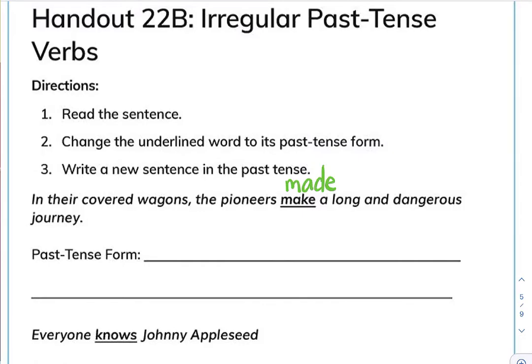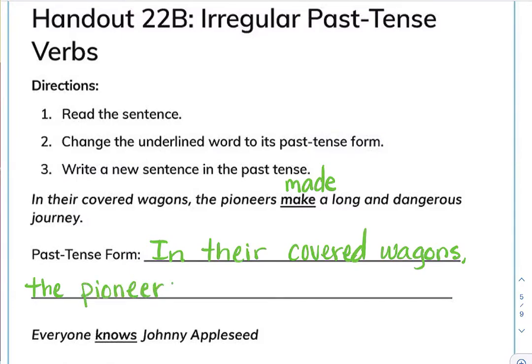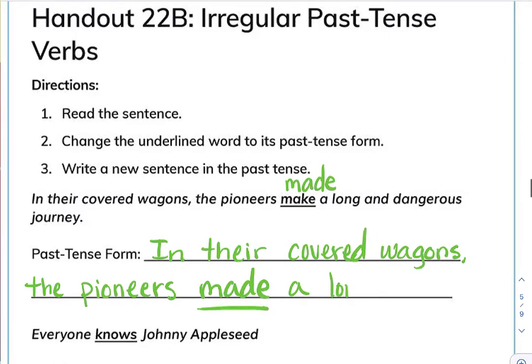So now we're going to rewrite it. In their covered wagons, the pioneers made a long and dangerous journey. If you need more time to copy down the sentence, you can pause the video.